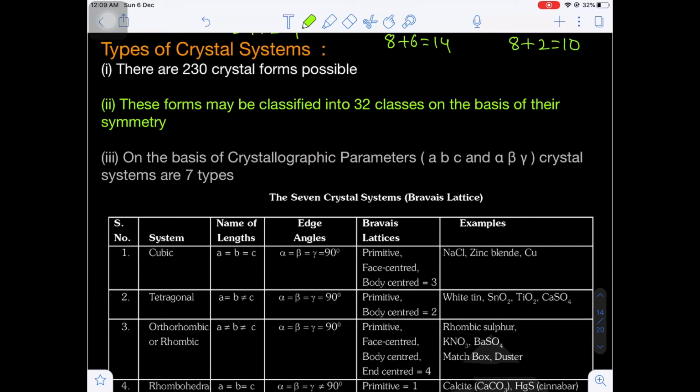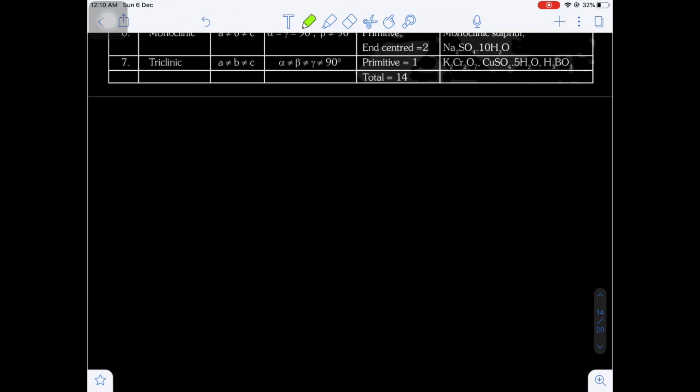Out of these 230 crystal forms, they are condensed into 32 classes according to the symmetry. Now again the 32 classes will be categorized into 7 crystal systems depending upon the crystallographic parameters. The crystallographic parameters are nothing but a, b, c and alpha, beta, gamma. So there are 7 crystal systems. Okay, let us see one by one.